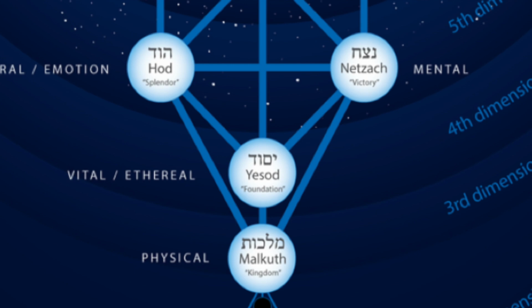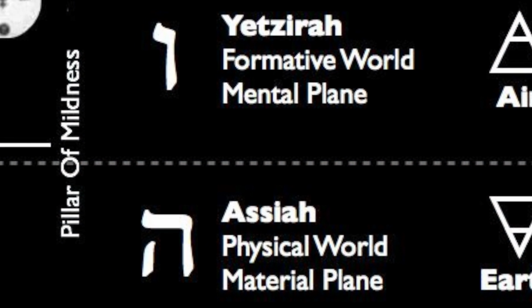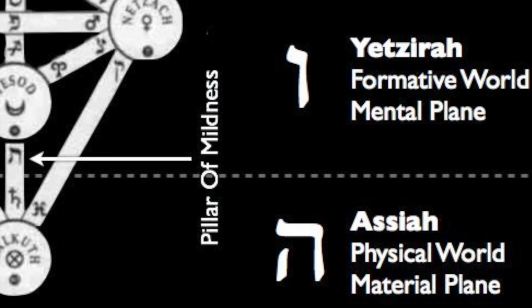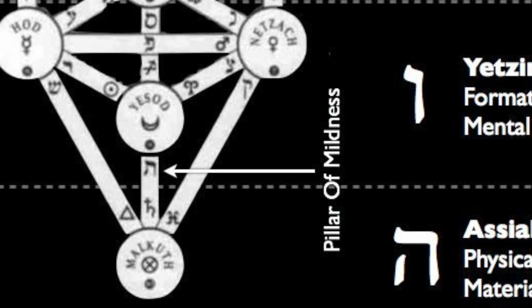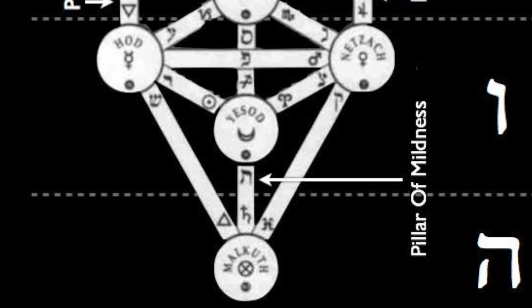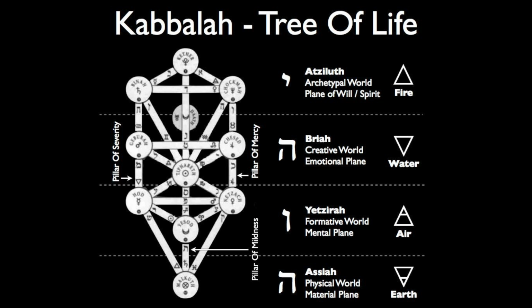Above Malkuth is Yesod. Now, I'll talk about the Kabbalistic worlds as I talk about the Sephirot. Okay, so Malkuth is the bottom of this tree, and this corresponds to the Kabbalistic world. There are 4 worlds in Kabbalah, as they are known, and this is the lowest of the 4. Okay, it's called Asiyah. Asiyah is the physical world or the material plane. As we've already talked about, that's what Malkuth is associated with.